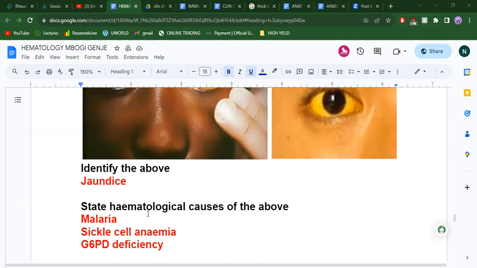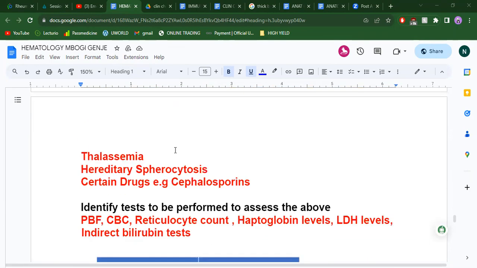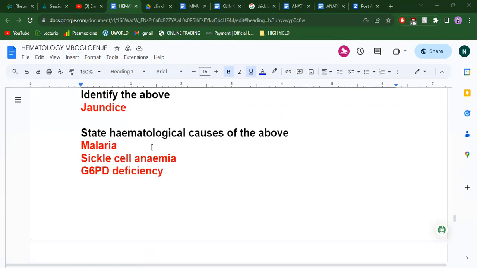Think about causes of hemolytic anemia. So warning, do not write hemolytic anemia. That is the biggest mistake you'd ever do. Do not write hemolytic anemia, because if you start writing hemolytic anemia, you have generalized, because malaria causes hemolytic anemia, sickle cell causes hemolytic anemia, G6PD, all these, they cause hemolytic anemia. So identify the causes of the hemolytic anemia.